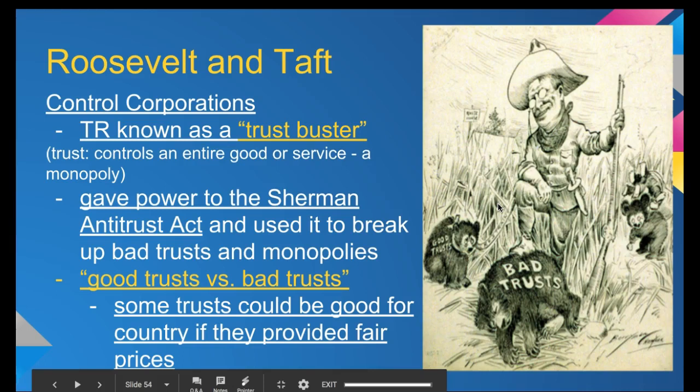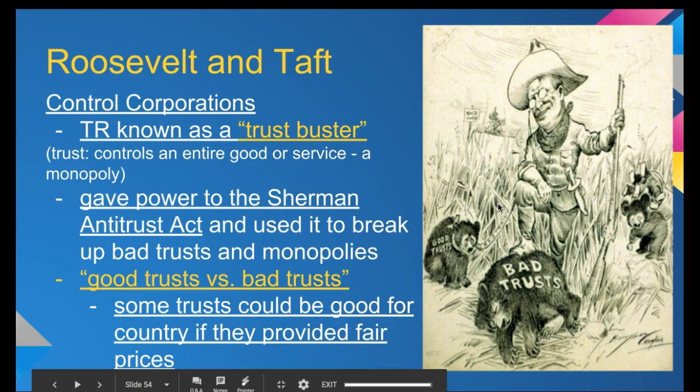So, how did we begin controlling these corporations? First of all, we gave power to the Sherman Antitrust Act. Remember, that was passed way back in 1890, but had never been used for its intended purpose, right? It had previously been used to break up labor unions. We're now going to use it to break up the trusts and the monopolies.